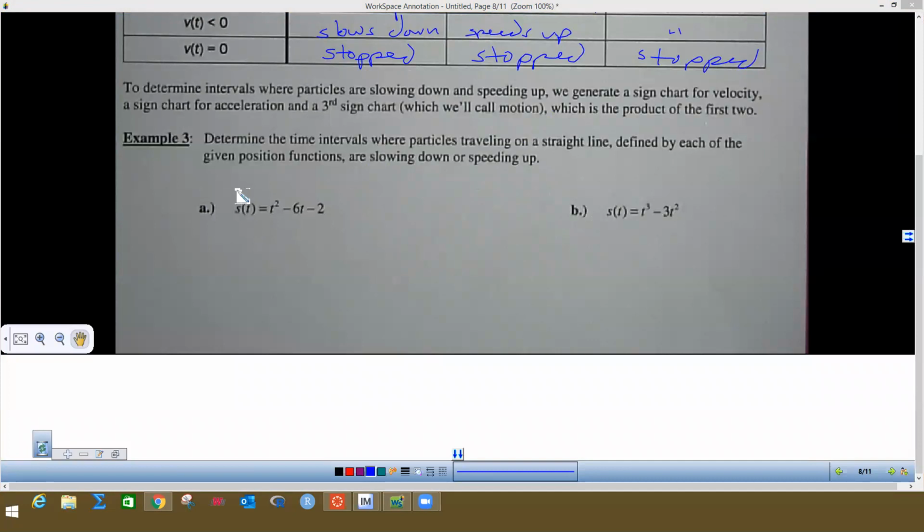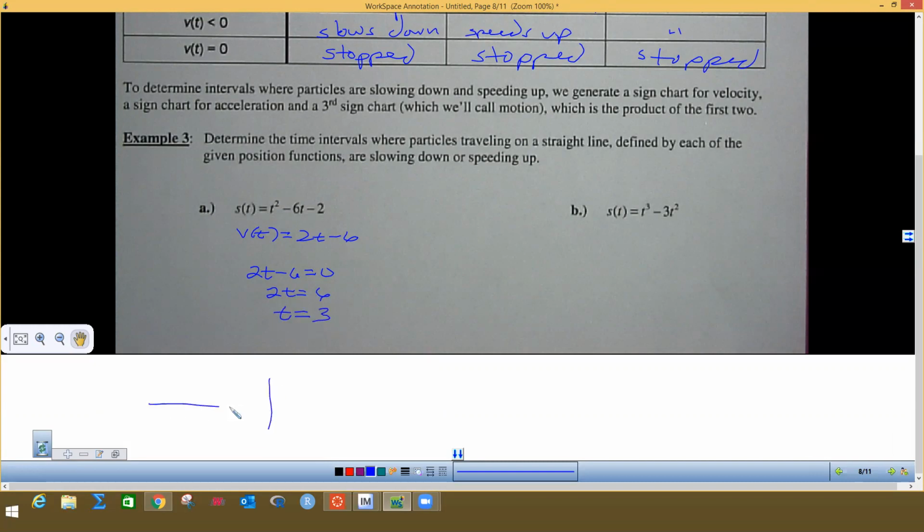So I'm going to take this and I'm going to get velocity. So V of t is going to equal 2t minus 6. Now we want to find when the object is stopped. So I'm going to find when 2t minus 6 equals 0, that's when the velocity is 0. That is when the object is stopped. So I know this object is stopped at 3.